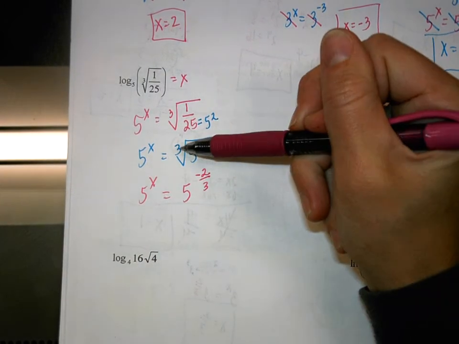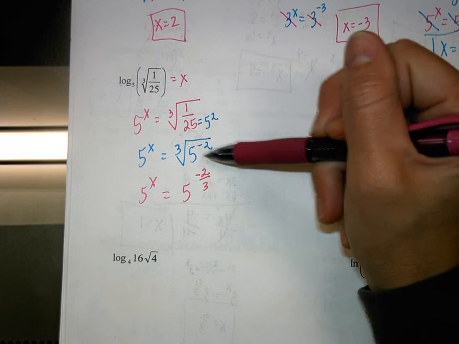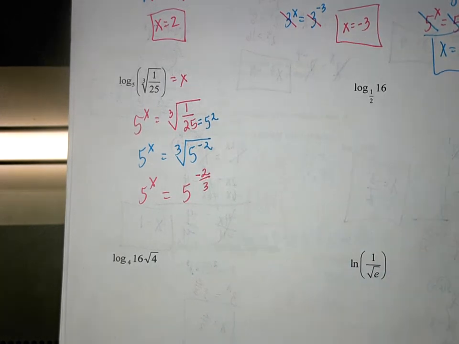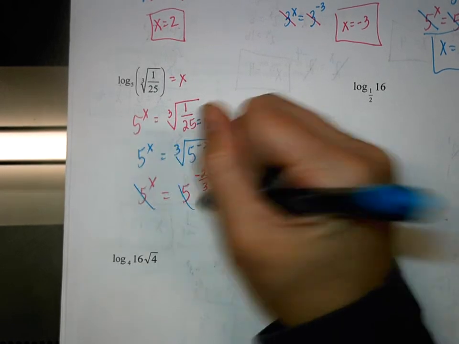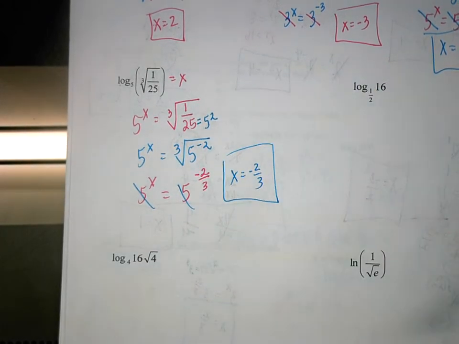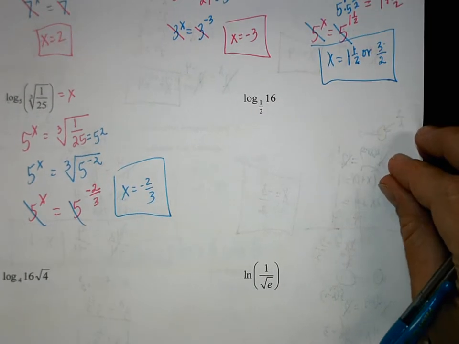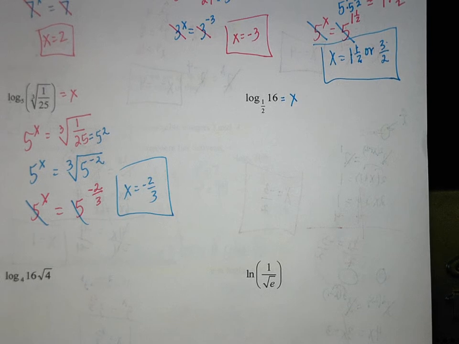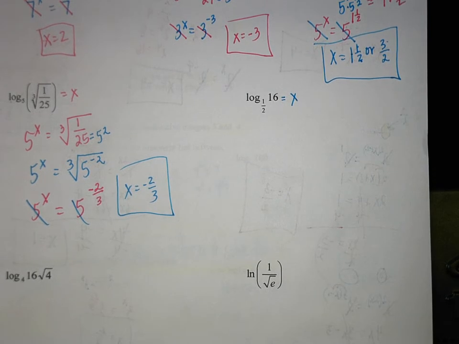So our root number always goes in the denominator, and the exponent, our power, goes in the numerator. So therefore, my answer is x equals negative 2/3. Okay? Next one, we're going to put equals x. I'm going to give you about 30 seconds here to try this one on your own. When you get your answers, go ahead and show me on your fingers.